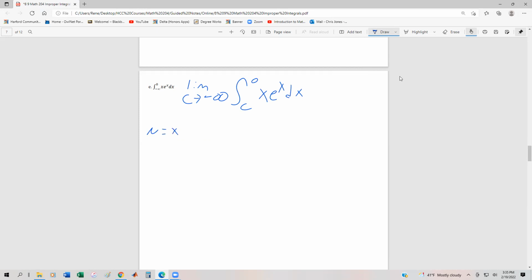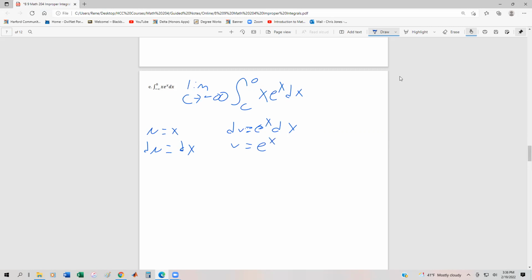u is x, and dv is e to the x dx. The reason you know it's integration by parts is because if you try u substitution, it's not going to work too well. In fact, it's not going to work at all. So now our du is just dx, and our v is e to the x.